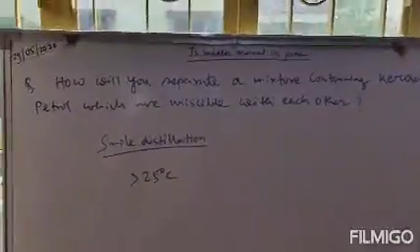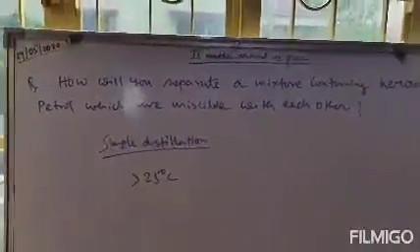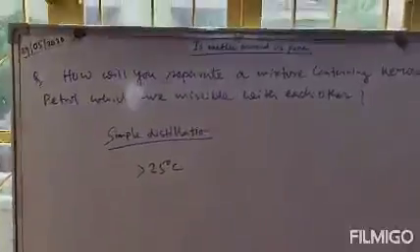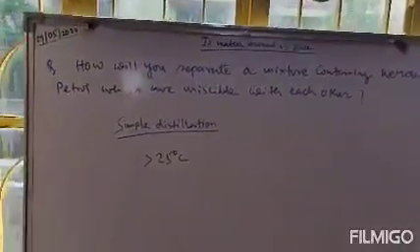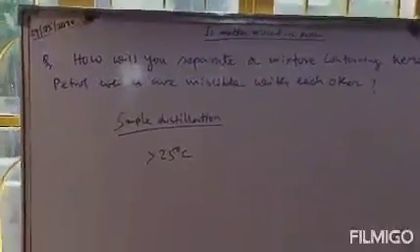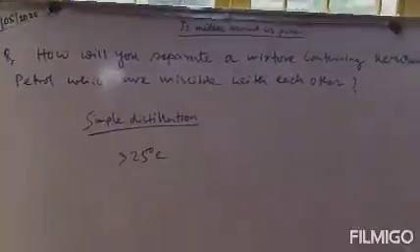Although these two are miscible with each other, we will do simple distillation, which is based on the boiling point of the two liquids, because the difference of boiling point is almost more than 25 degrees centigrade. Clear? Next.